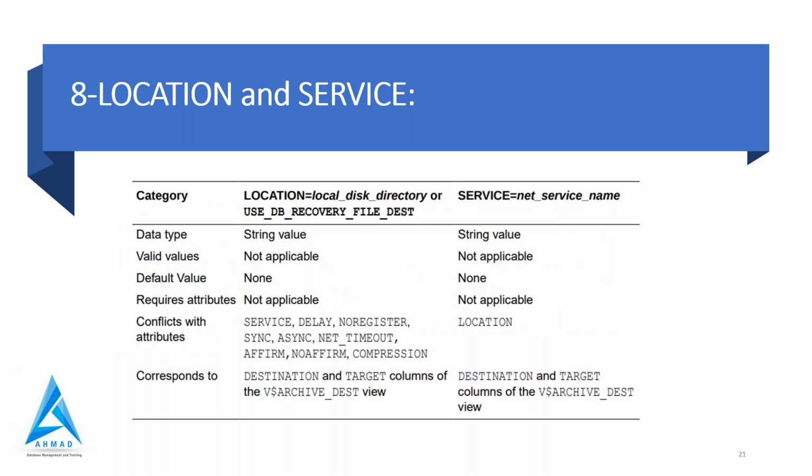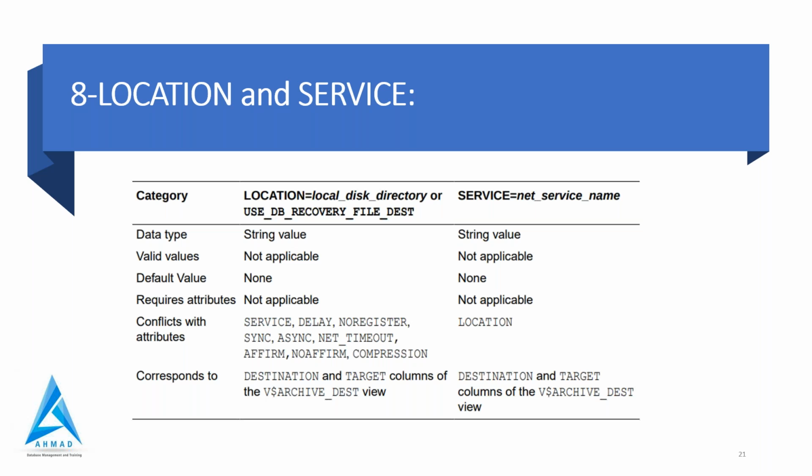There are DESTINATION and TARGET columns in the V$ARCHIVE_DEST view which will tell that. When you are assigning the SERVICE keyword, it requires a net service name. If you are using LOCATION, then it will ask for a location, a local disk directory path, or if you are using the flash recovery area, USE_DB_RECOVERY_FILE_DEST, which should be defined. This is the way you can do that.